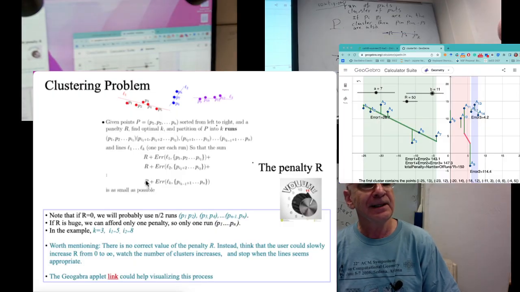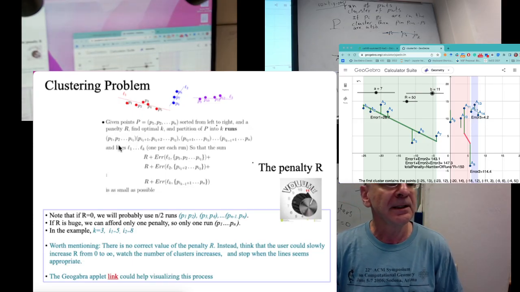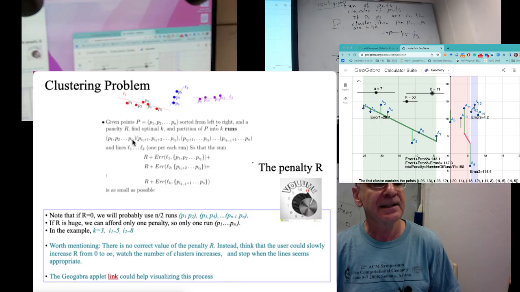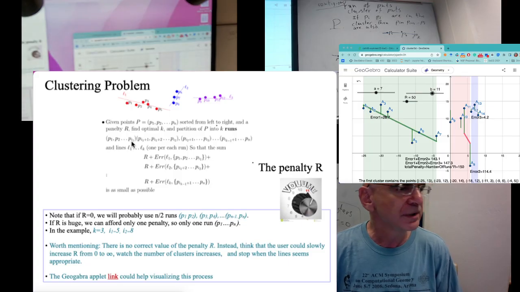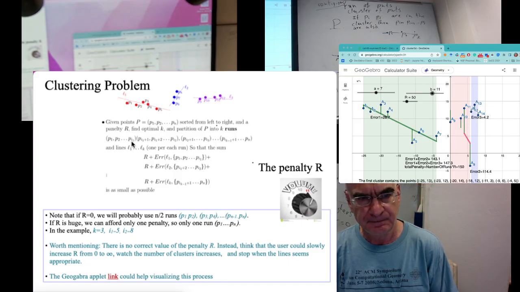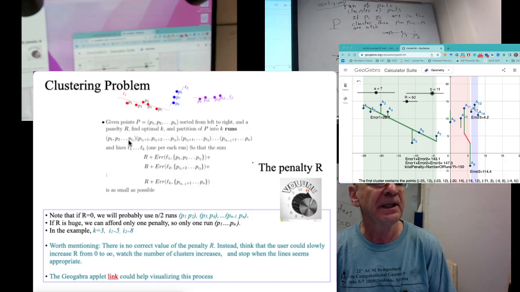Finally, what is the definition of the problem? Given all the points, starting at P1 and ending at Pn, and given R, another piece of input that the user specified, I want to know what are the points that are in the first cluster. These points start at P1 and will end at Pi1. If the font is too small, it's a good idea to pull up the PDF of the slides.